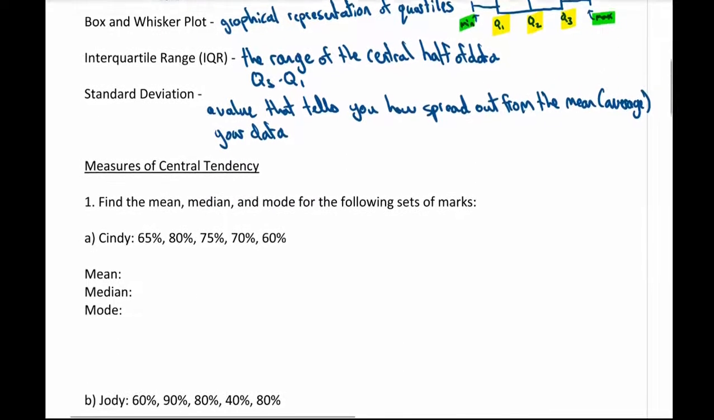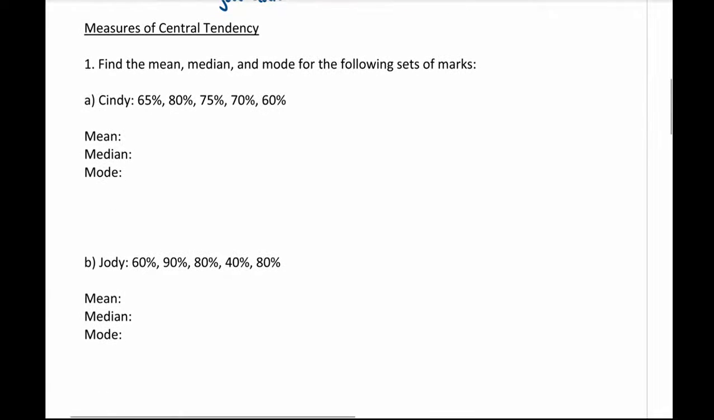So in the first example, we're going to look at calculating some measures of central tendency. So we're going to look at finding the mean, median, and mode for the following sets of marks for two students. So the easiest one to start off with is the mode, because we just have to look and see which one occurs the most.